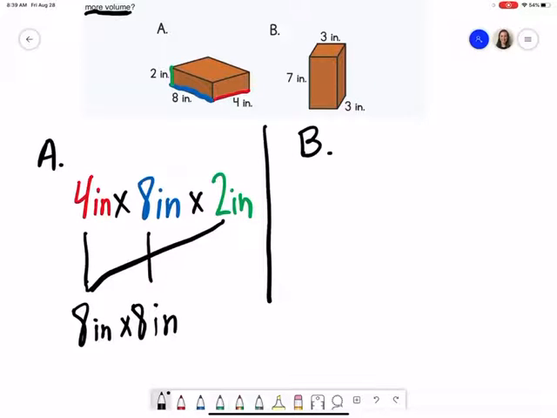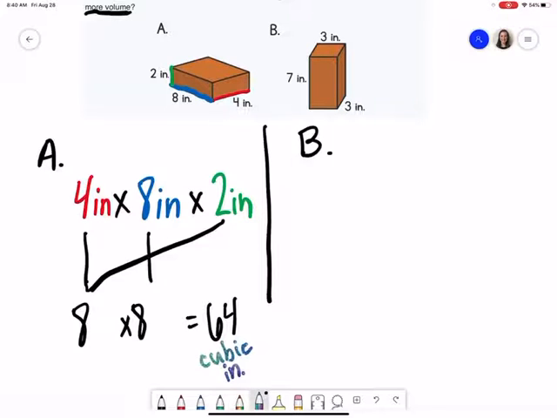Okay. Equals, what is 8 times 8? Hopefully you said 64. And let's take out these inches here. Okay. So it'd be 64, what kind of inches? Because I almost even forgot. Cubic inches.